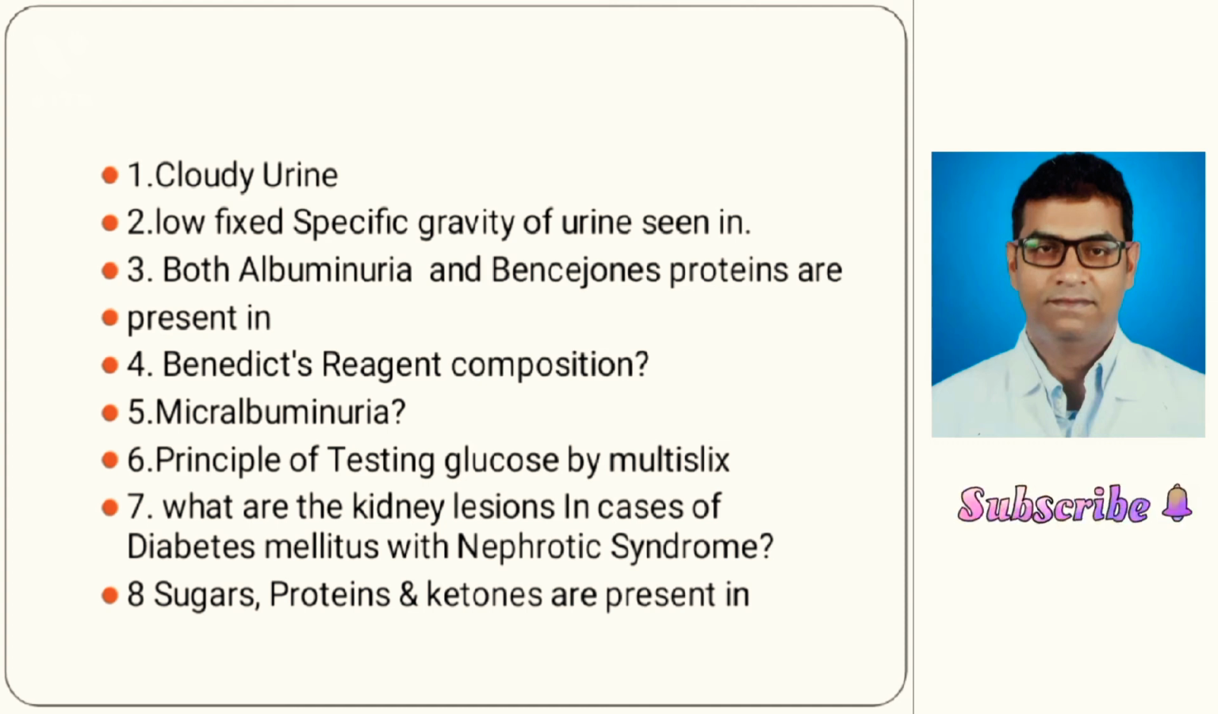What are the kidney lesions seen in cases of diabetes mellitus with nephrotic syndrome? Usually, kidney biopsy reveals nodular glomerulosclerosis and/or diffuse glomerulosclerosis. The disease in which sugar, proteins, and ketones are present in the urine is uncontrolled diabetes mellitus. Uncontrolled diabetes mellitus will lead to ketoacidosis, ketonuria, and nephrotic syndrome.